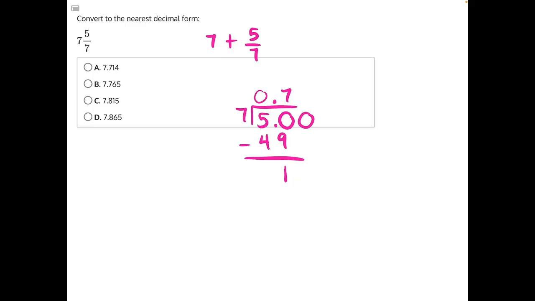Then we can add another 0, bring that down, and say how many times can 7 go into 10? That would be once. 7 times 1 is 7. We subtract and get 3.